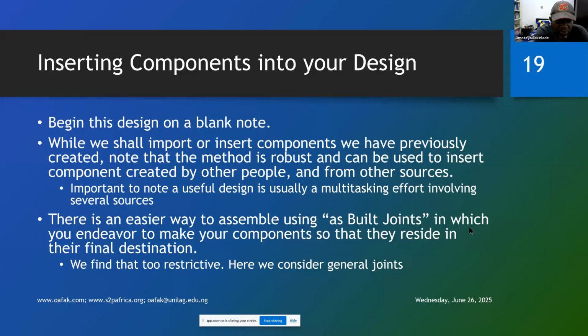It is important to note that a useful design is usually a multitasking effort involving several sources. There is an easier way to assemble using an as-built joint, in which you endeavor to make your components so that they reside in their final destination. We find that too restrictive and we consider general joints. That is what I believe, but having prepared this lecture, I've seen that there are certain situations where the as-built joint will be the most reasonable thing to do.